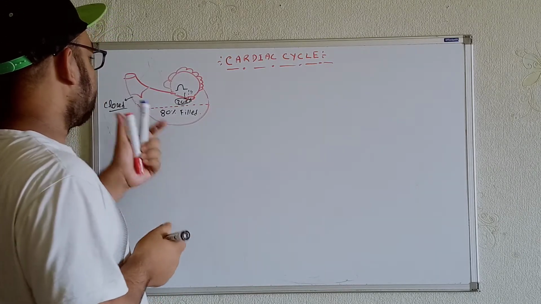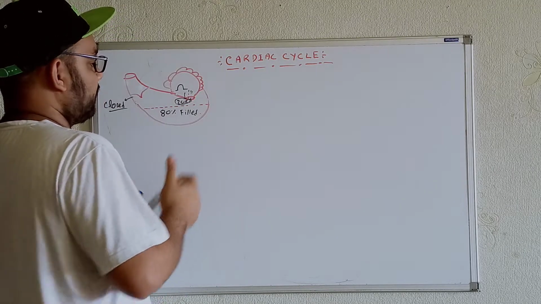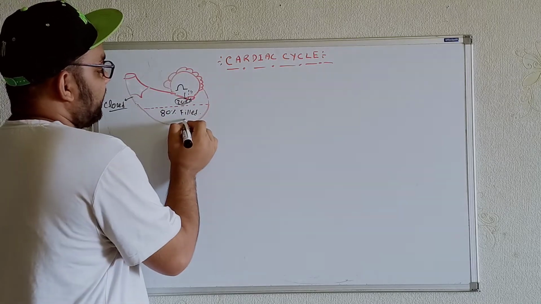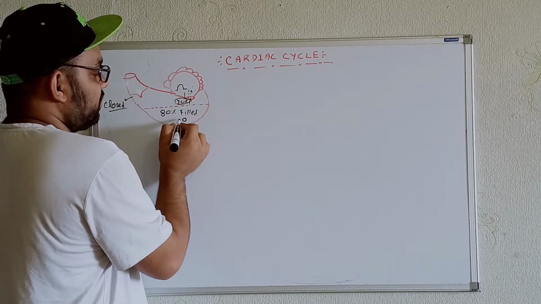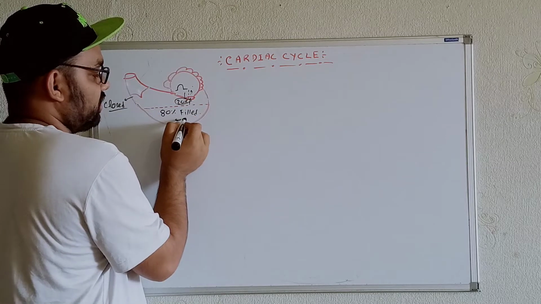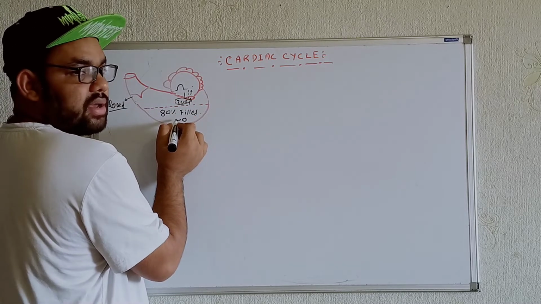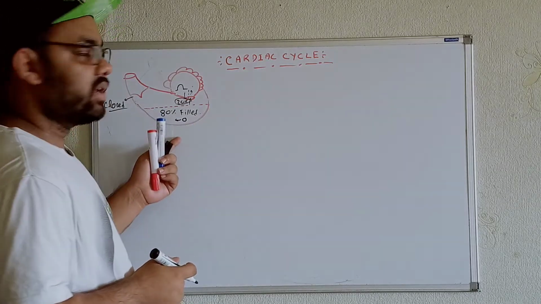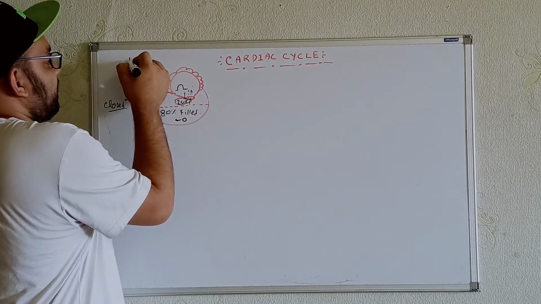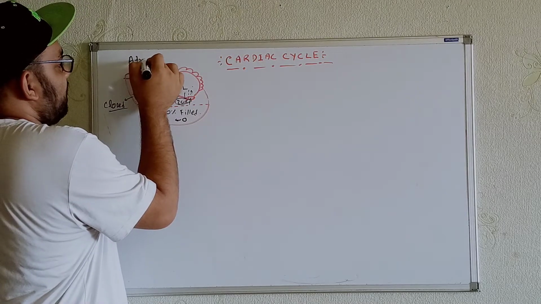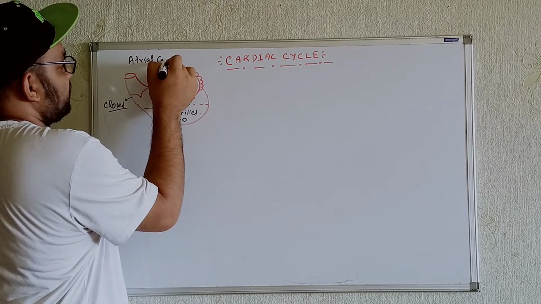Now see, whenever the atrium is contracting, the pressure within the ventricle will be around 0. As the blood keeps coming in, the pressure within the ventricle will keep on rising. So the first phase is atrial contraction.